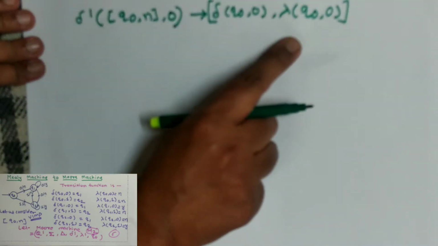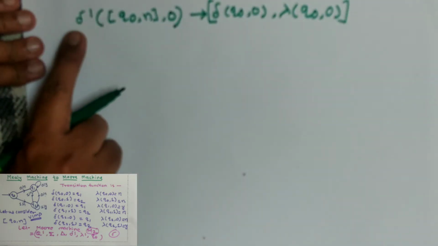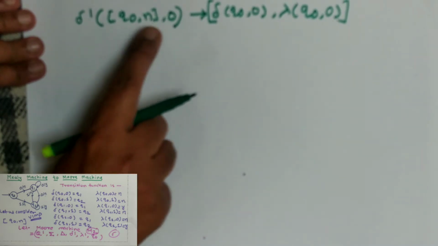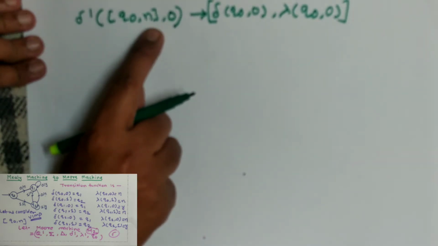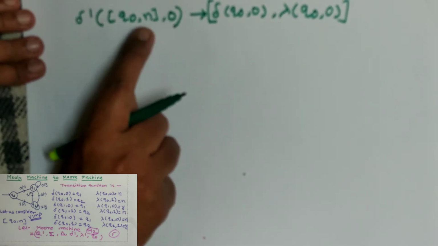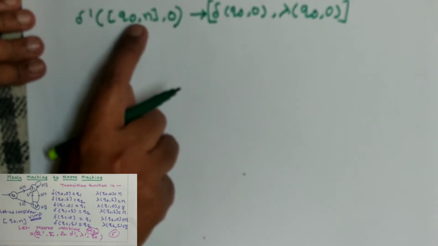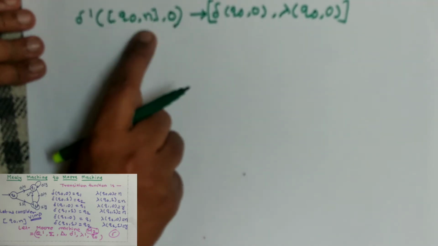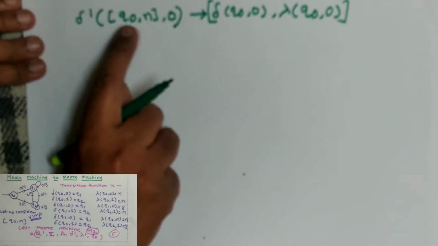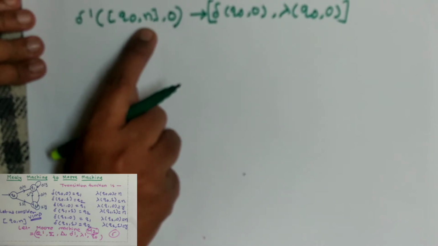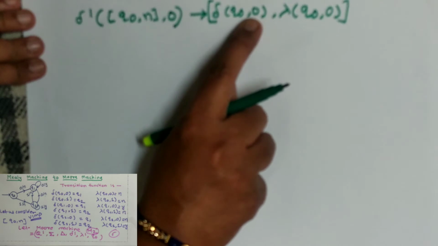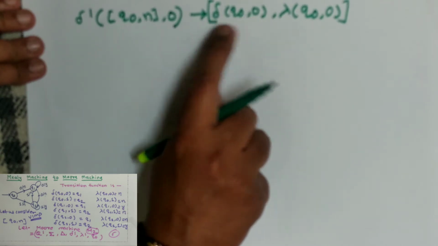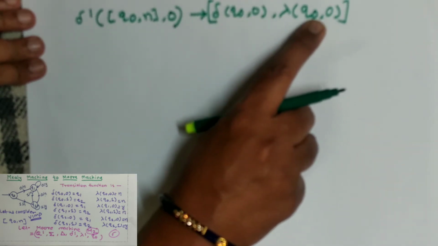See how the splitting can be done. Delta dash Q0, n. So from where do we take the Q0, n? In the previous step, I told you that we consider the initial step to be Q0, n. So we picked it from the starting step of the transition function. Here we split it into the delta and lambda combination.